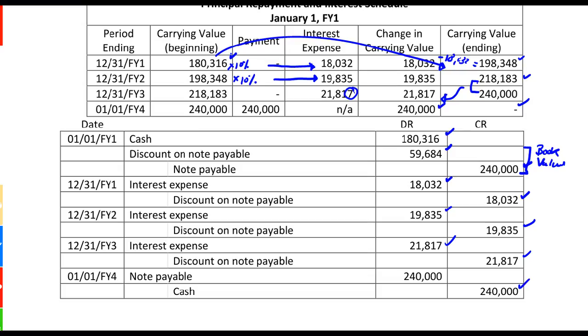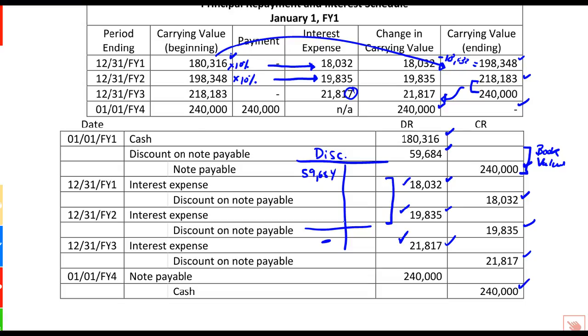So if we think about what's going on here, I don't have a lot of room to work, but let me put a T account right here. We started with a discount of $59,684, and we ended with a discount of 0. And along the way, we credited 18,032, 19,835, and 21,817. So you add those all together, those are going to equal 59,684.